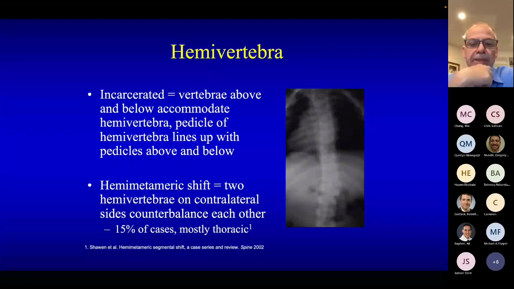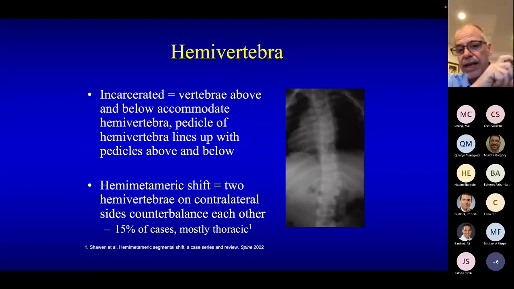A hemimetameric shift is when you have two hemivertebrae that are contralateral to each other and in essence counterbalance each other. And this can happen in about 15% of the cases. So there's a failure of segmentation in two portions of the spine. The closer they are together, the more they balance each other out. The farther they are, the more they develop their own independent curves.